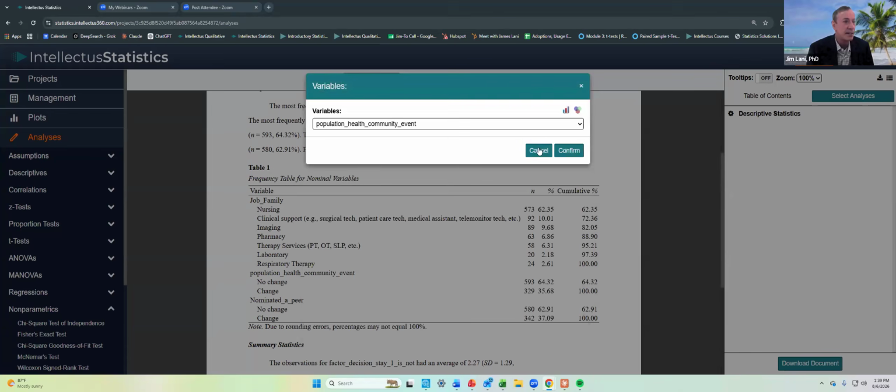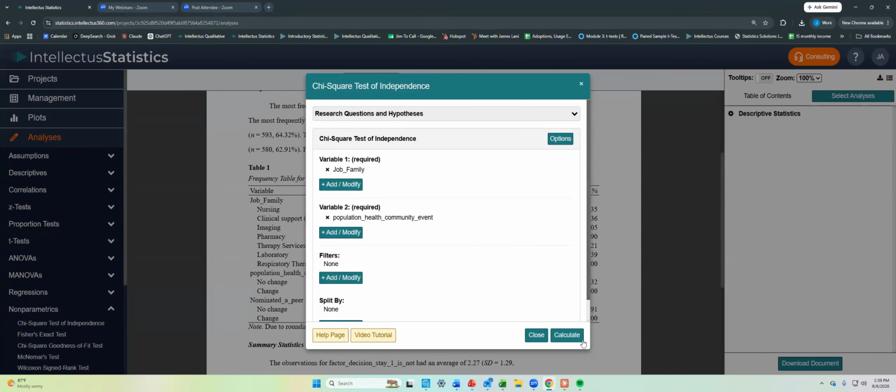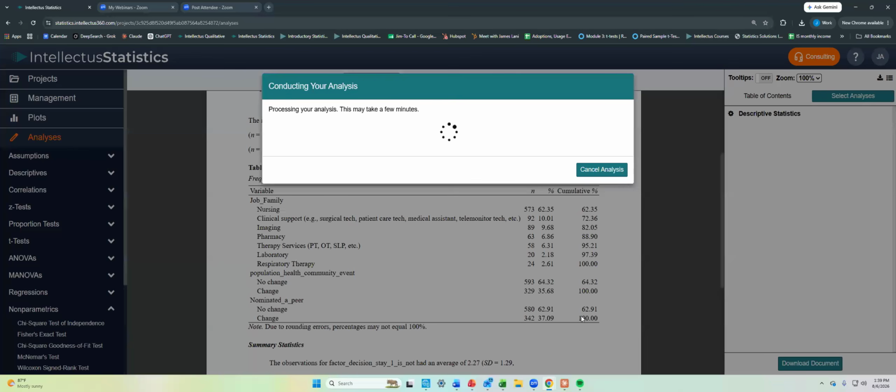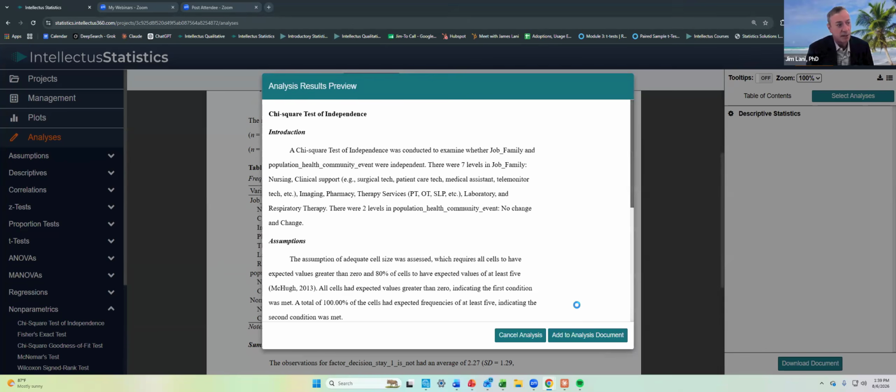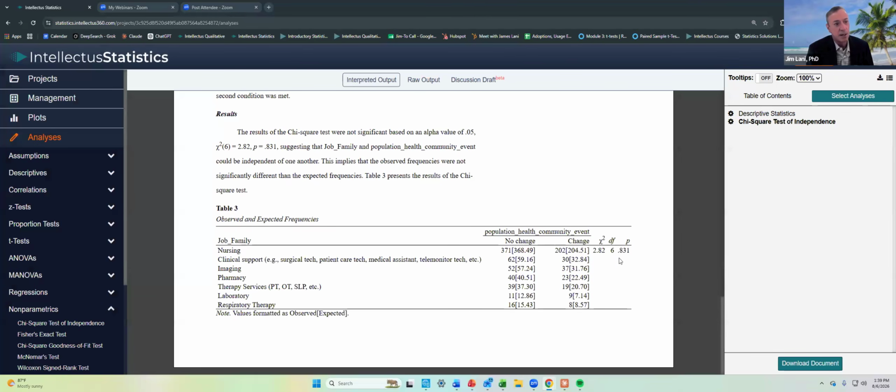I don't think you can. Which has a disadvantage, by the way. Sorry to say it, but if you're using job family and all these things, well, I'll show you in a second. This isn't the real test at hand either, by the way. So there's no relationship going on here between family and change or no change in this event.